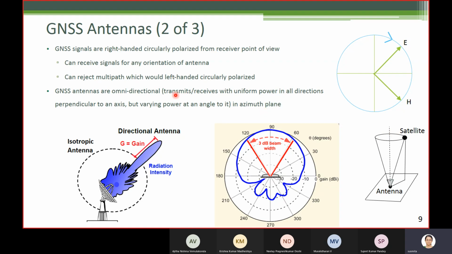Okay, that's why it says transmits or receives with uniform power in azimuth plane. This is the azimuth plane because here azimuth only varies. Elevation is not changing along this circle. So you are actually varying azimuth, keeping the elevation constant. So in this case, whether the satellite is here, here, the antenna will apply the same gain while receiving signals from the satellite.